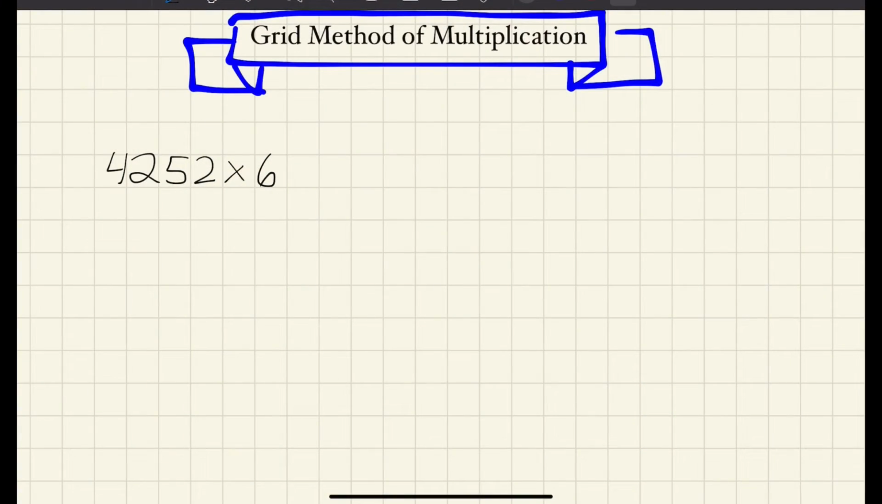All right, a strategy for multiplying a 4-digit by a 1-digit number is something called grid method of multiplication. So in this method, we are just going to draw a grid like so. Here we go. Okay, in the top corner, we're going to put an X because it's multiplication. Now, we have a single digit, so I am going to write this single digit here.